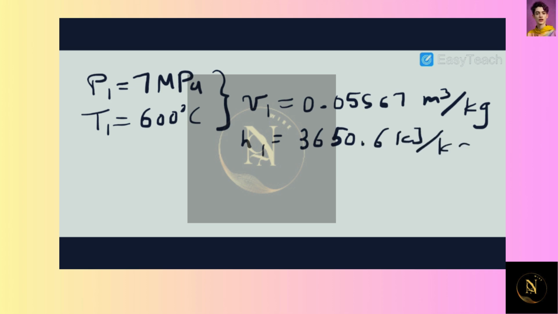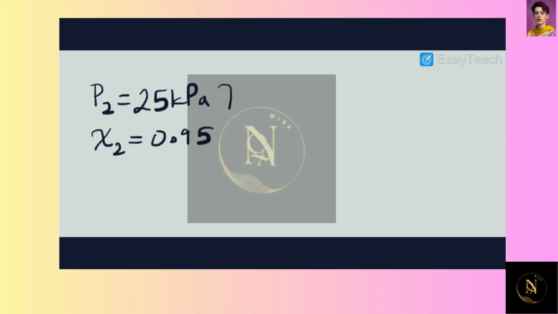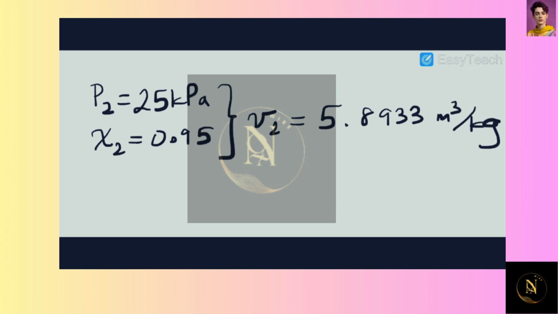kilojoules per kilogram. Similarly, we can use our exit state that's given to us. We know the exit pressure is equal to 25 kPa, and our exit quality is equal to 0.95. Now, utilizing those same steam tables, we can discern that our specific volume at our exit is equal to 5.8933 cubic meters per kilogram, and our exiting enthalpy is equal to 2,500 kilojoules per kilogram.